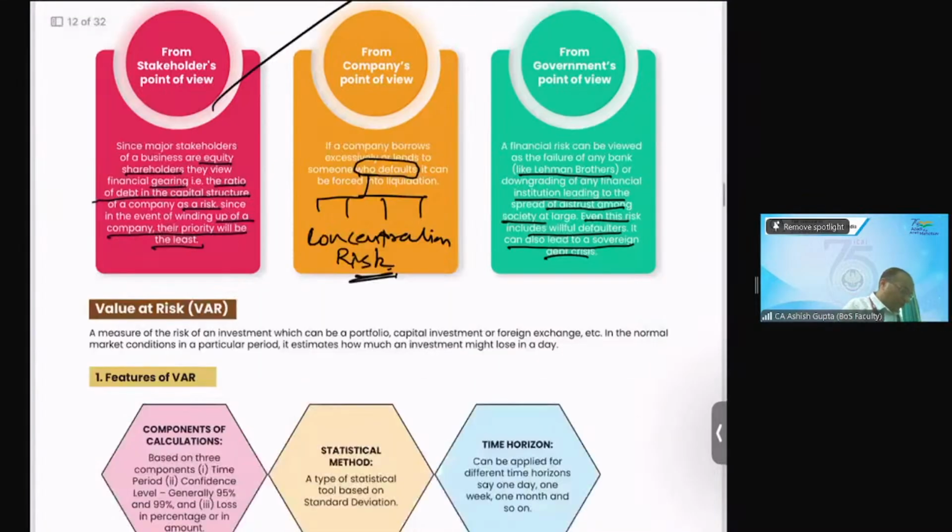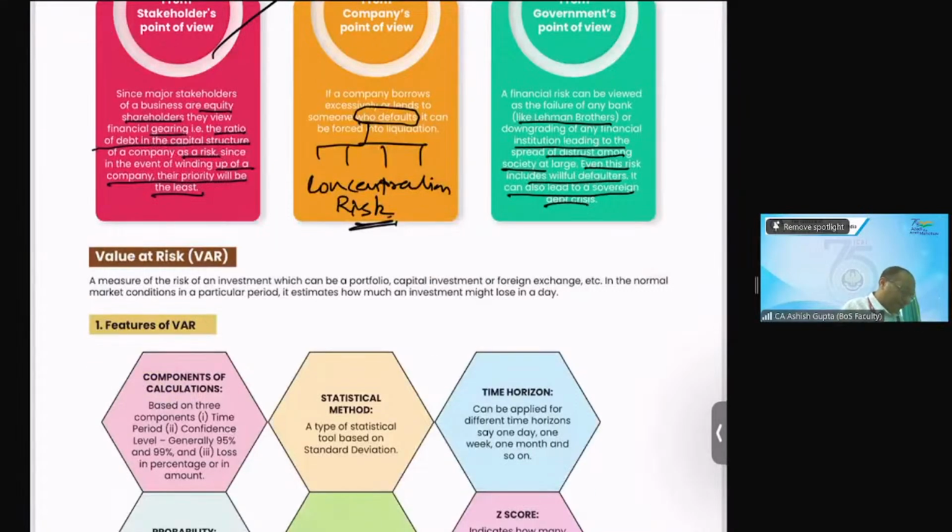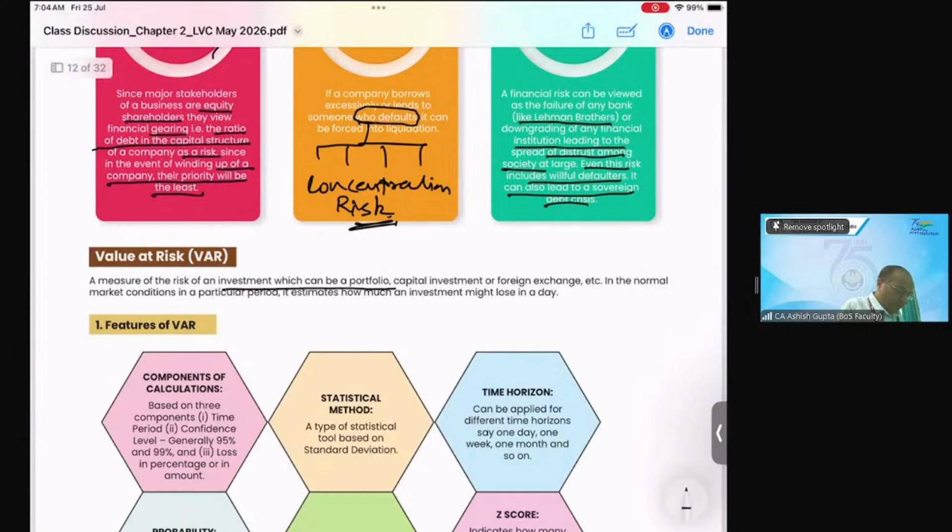Now, when we talk about value at risk, let me read the line first. A measure of the risk of an investment, which can be in a portfolio, capital investment or foreign exchange etc., in normal market conditions in a particular period. It is an estimate of how much an investment might lose in a day. Now, what exactly is value at risk?